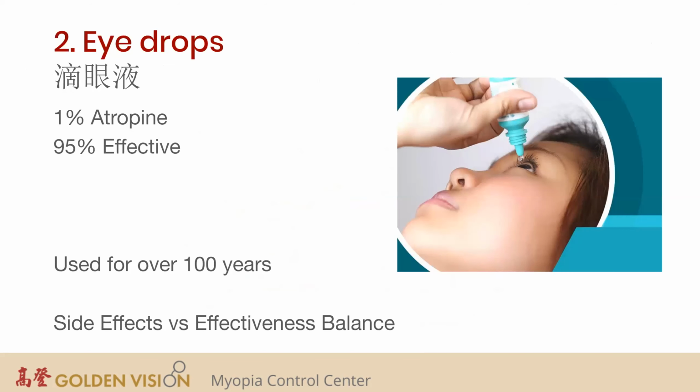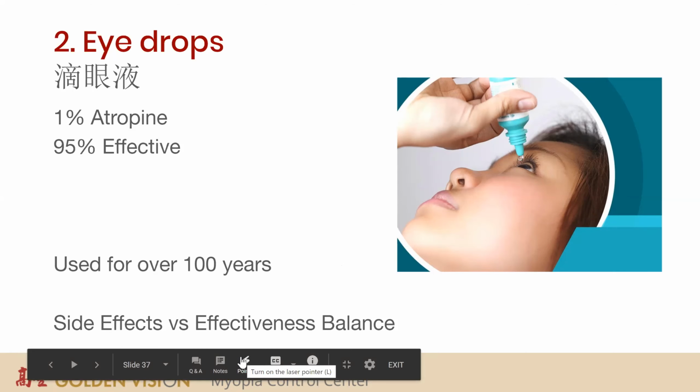Another method to slow down myopia is using an eye drop with the chief ingredient atropine. 1% atropine has been used to control myopia for many years. It's very popular in Asian countries, especially in Taiwan. More than 60% of the children there are using atropine for myopia control. Certain studies have shown it can be 95% effective in the first 2 years using 1% atropine drops. But 1% atropine drops have a lot of side effects.